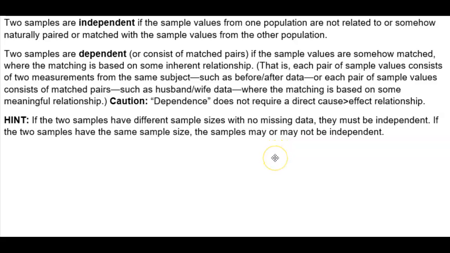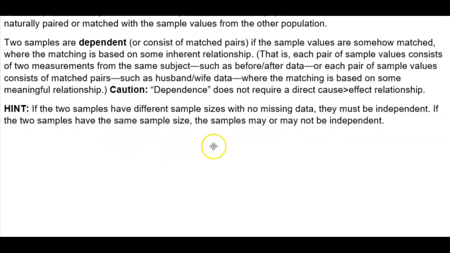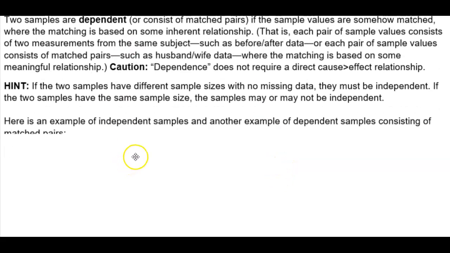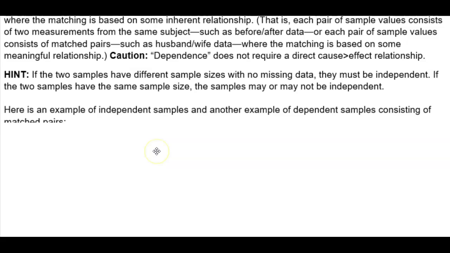Now, hint: if two samples have different sample sizes with no missing data, they must be independent. If the two samples have the same sample size, the samples may or may not be independent. So here is an example of independent samples, and then another example of dependent samples consisting of matched pairs.